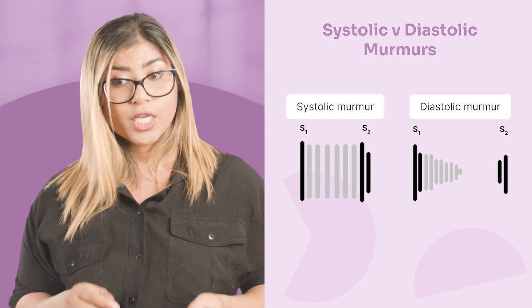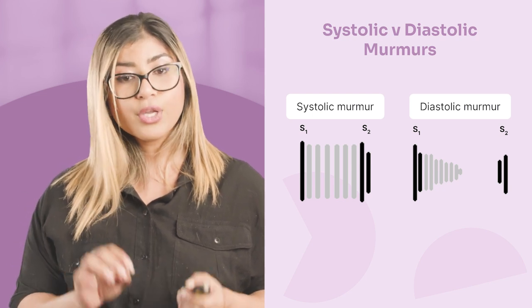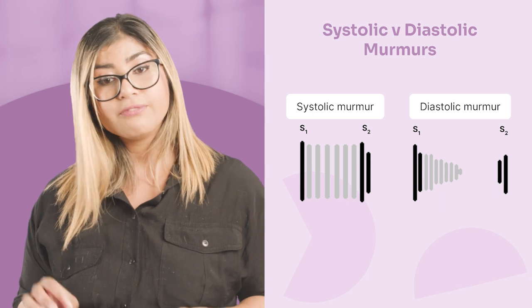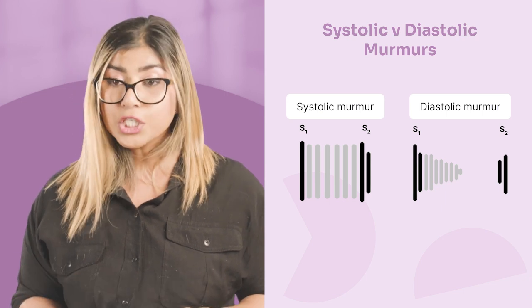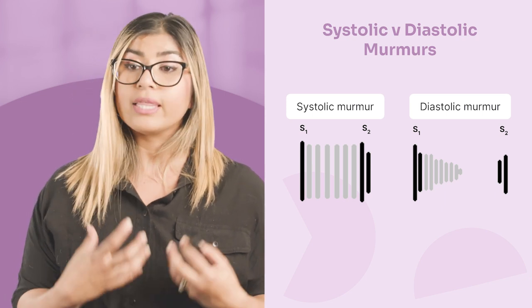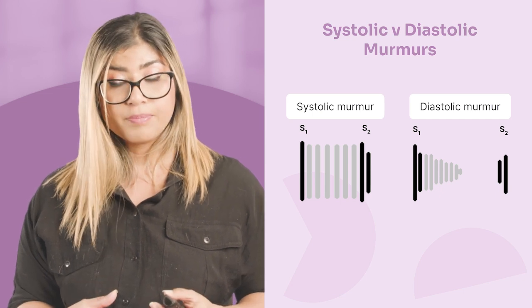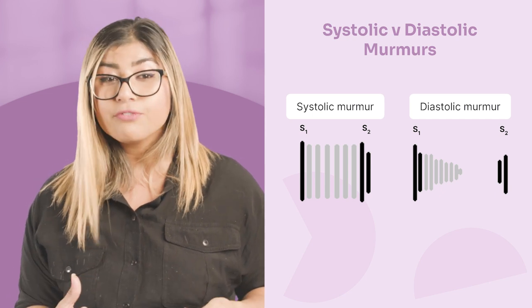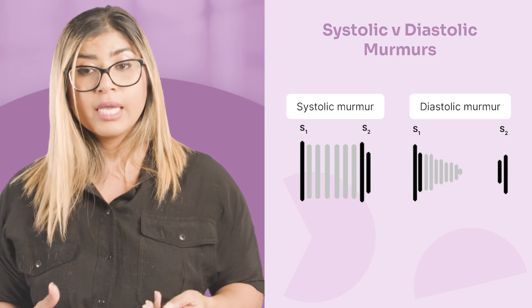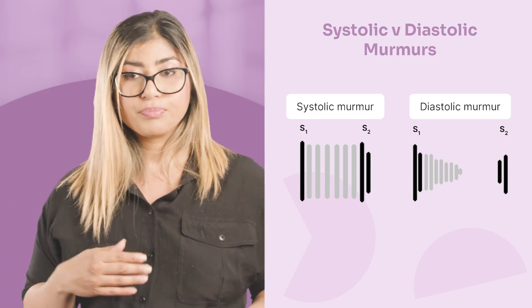With a diastolic murmur, the murmur occurs at or after S2 and finishes before or with S1. This image will help you visualize this. How does this sound different to a systolic murmur? It can sound something like this.